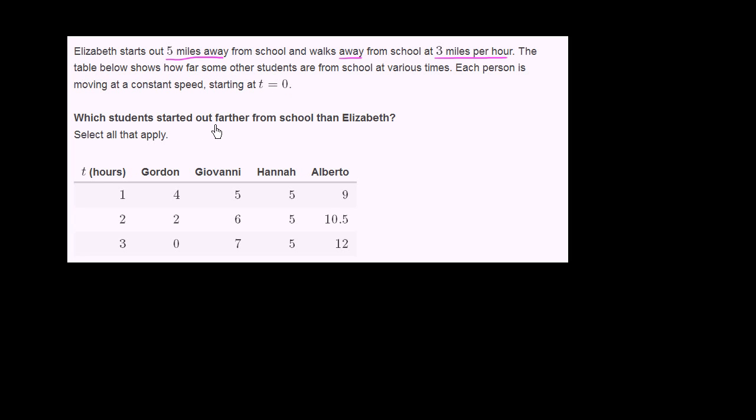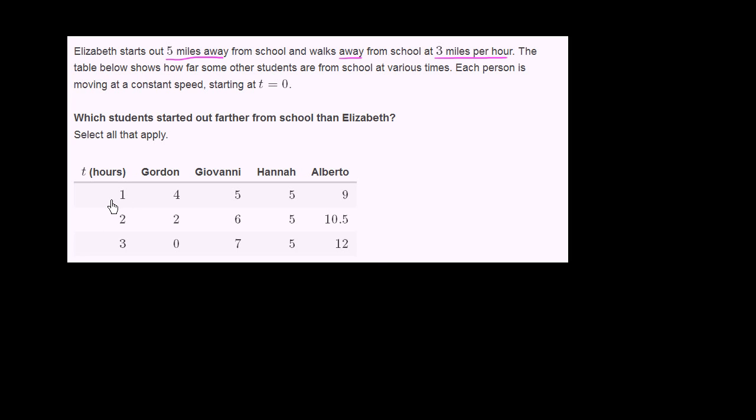Which students started out farther from school than Elizabeth? Select all that apply. So essentially we need to figure out where these students were at time equals 0. So we know where they were at time 1, 2, and 3. And so let's think about their rate towards or away from school. And remember, this is distance from school.